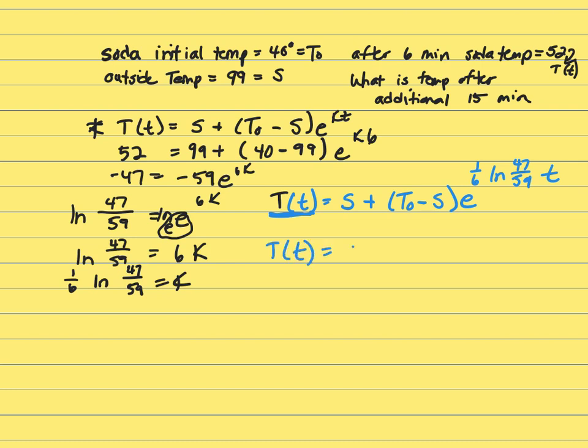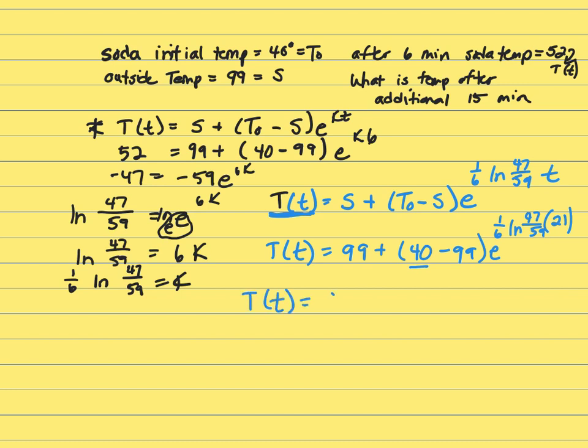So your surrounding temperature is 99 plus initial was 40 minus 99. And that's E to the 1/6 ln of 47 over 59 times T. And so from the initial of 40, we're now trying to figure out the temperature after an additional 15 minutes. So you plug in 21. It's going to be your T. So now it kind of just turns into a calculator problem in just a minute.